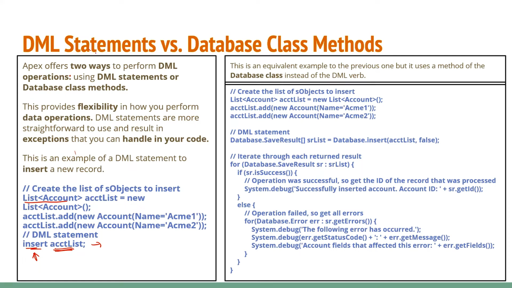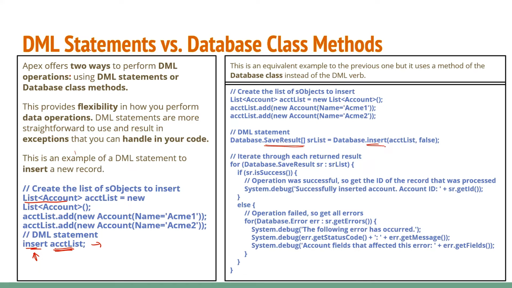So let's see. List of account accList equal to new list of accounts. Then accountList.add, then we are just doing the same thing, adding both. DML statement: Database.SaveResult. SaveResult is an array which will store the results of the records that have been successfully inserted. Equal to Database.insert.